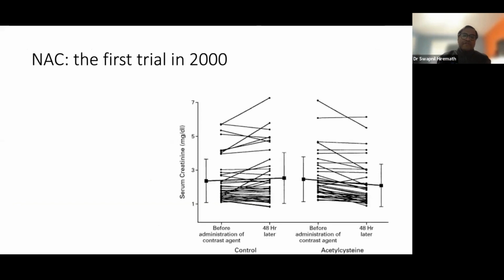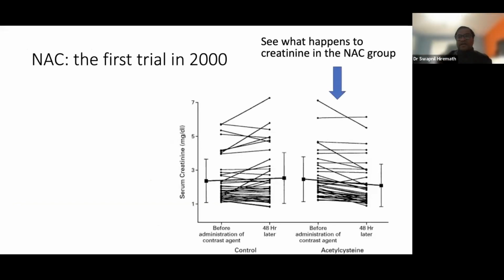If you go back to that first trial that Tepel showed in 2000, even here, you see what happens to the creatinine. A bunch of these patients are having a decrease in creatinine. It's not that their creatinine is remaining flat. It's that their kidney function is so-called improving, not really improving, but the creatinine number is decreasing. So that's what was happening with NAC.